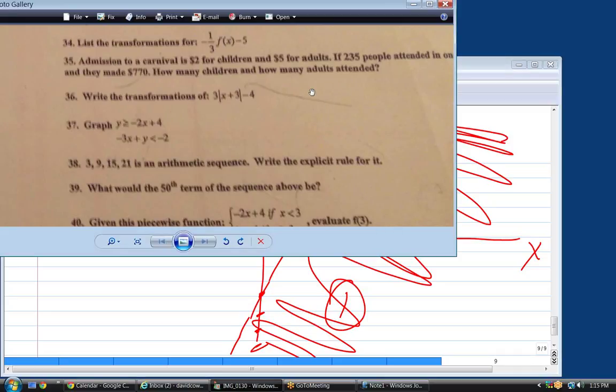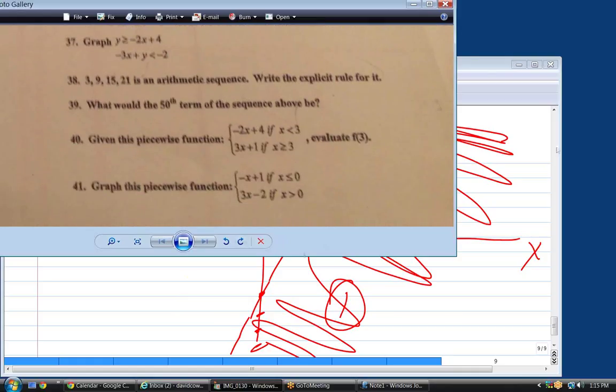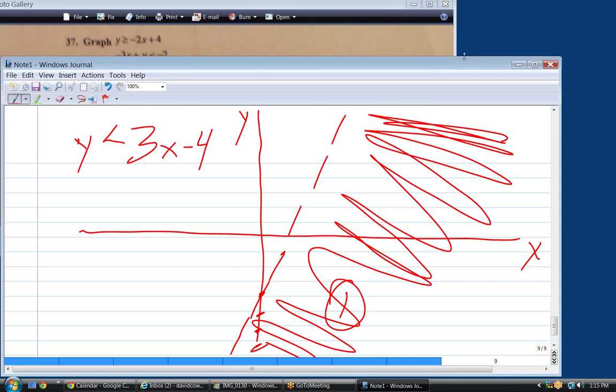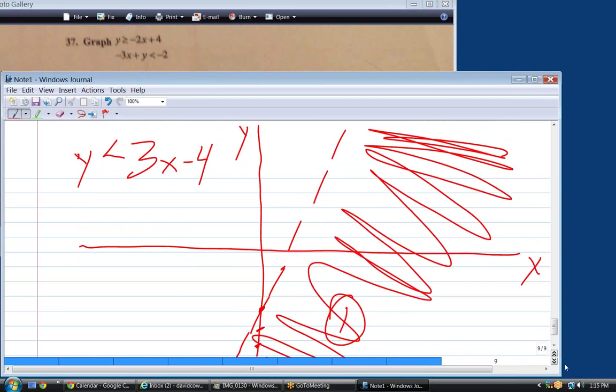34 is an entirely new subject, and so is 35, and so is 36. 37 is very similar to 33. So let's do 37 next, so that we can not jump back and forth between subjects.